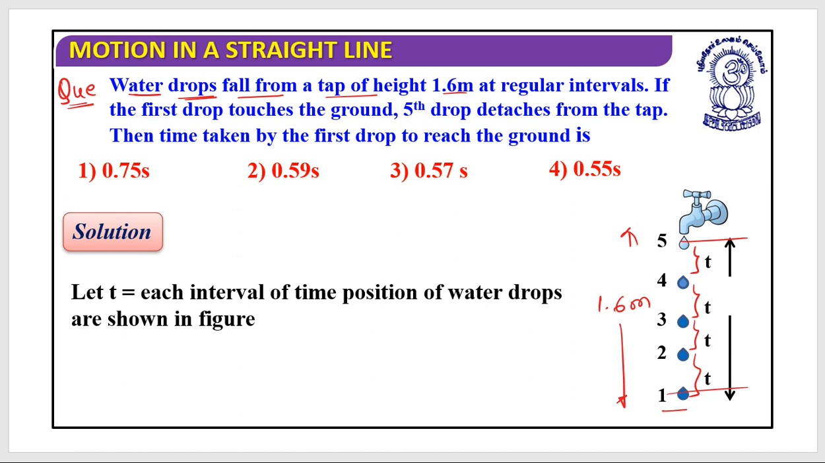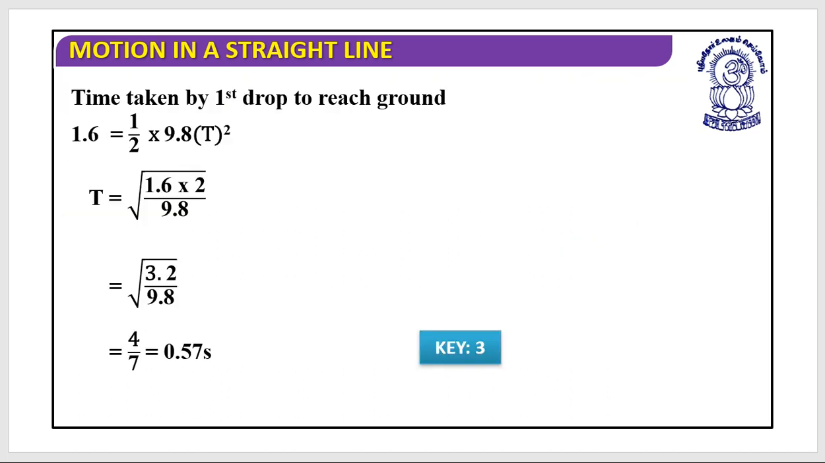So this 4t time has been used for the first drop to reach from this position to this position, and this height is given as 1.6 meter. As well, they told me that water drops fall from a tap, so u equals 0. So I can write h equals ut plus half g t square. In this relation, if I put u equals 0, then h equals half g t square.